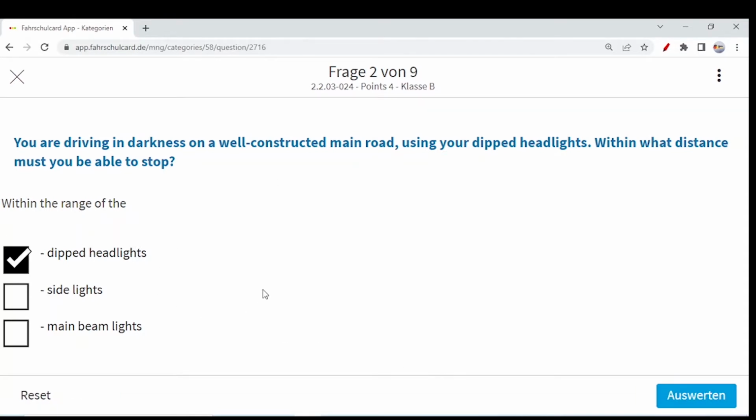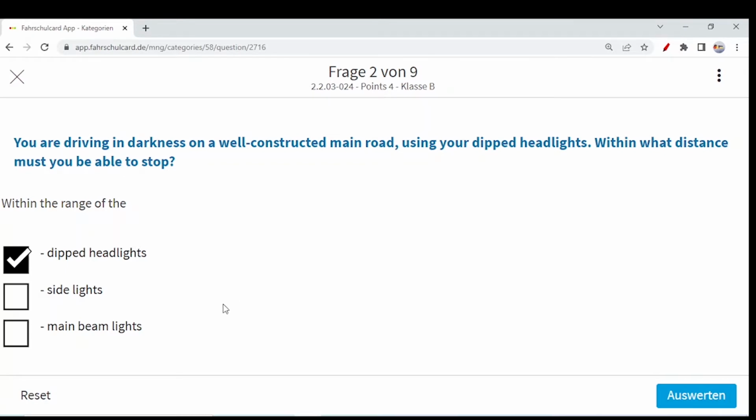Yes, this we know. The exception comes from the motorway, or Kraftfahrstraße, where normally you can drive faster than your dipped headlights distance. It is only an exception for the motorways, but when you are on a well constructed road using dipped headlights, you should be able to stop within the range of the dipped headlights. Let's say with the dipped headlights you can see 200 meters ahead of you, then you should be able to stop within 200 meters of distance. That is the basic thing.